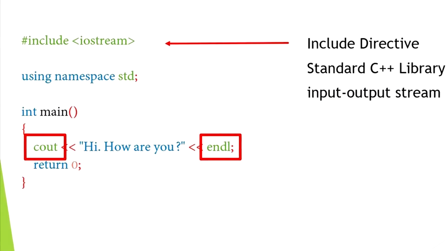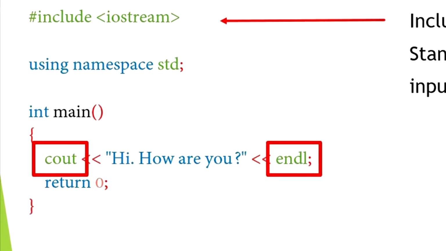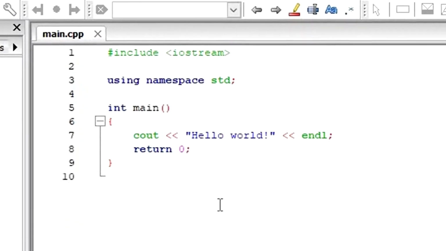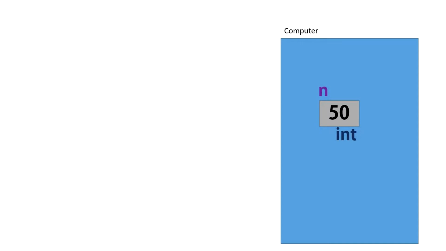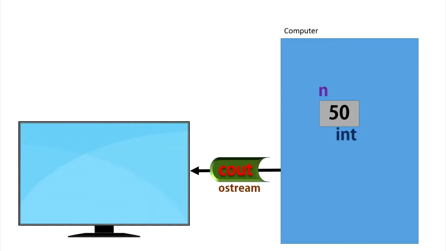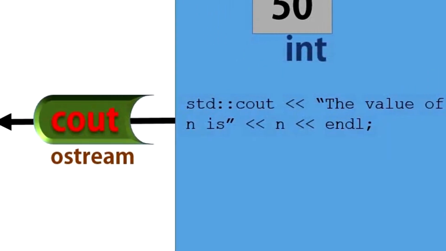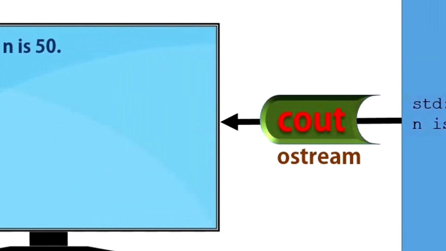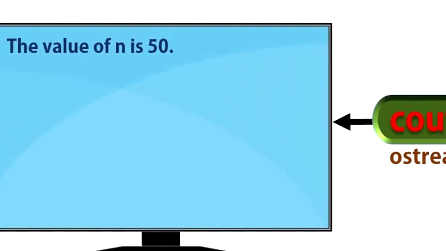We've already used the standard output stream object named cout earlier. This helped us print out text like hello world earlier. A stream object like cout can be visualized as a channel between the computer program and outside. In this example, the output, the value of n is 50, flows from the program through the cout channel to the output device, in this case a monitor.